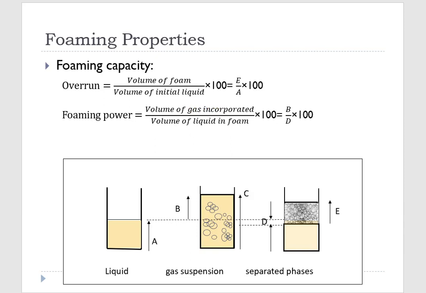The foaming capacity of a protein is the amount of interfacial area that can be created by the protein. It can be expressed in several ways, such as overrun or foaming power. Overrun is defined as the volume of foam over volume of initial liquid times 100. Or as foaming power, the volume of gas incorporated in the liquid. Foam power increases with protein concentration.